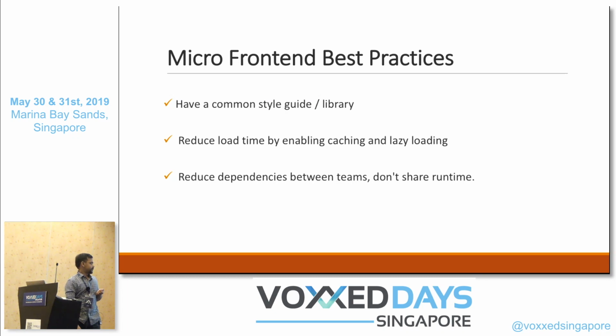Reduce the dependencies between teams, don't share runtime. Don't enforce anything like all the child applications have to use this version of React or this version of Angular. So give flexibility. I think all the versions can coexist. This will remove the dependencies and make the teams autonomous, and then they can upgrade whenever they want instead of forcing and creating release dependencies.